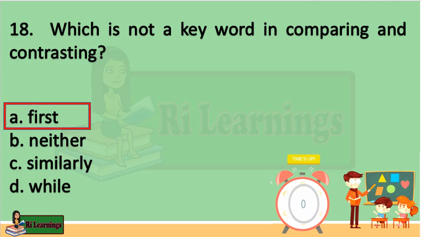The correct answer is A. First. Explanation. Comparing and contrasting focuses on identifying similarities and differences between two or more things. Common keywords include: similarly, shows a similarity; while, shows a contrast; neither, indicates a lack of similarity or agreement between two things. First is not relevant to comparing and contrasting. Instead, it is typically used in writing sequences or chronological steps.